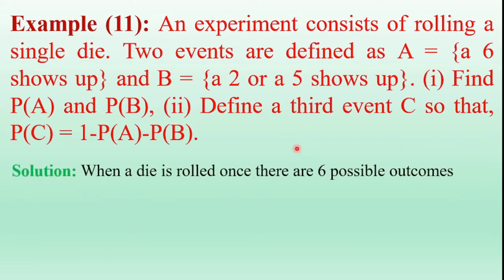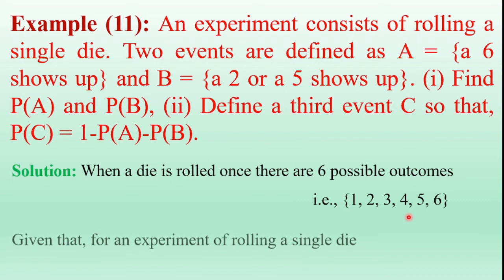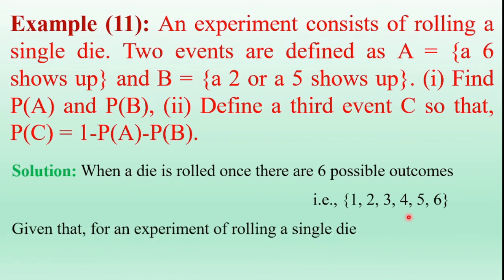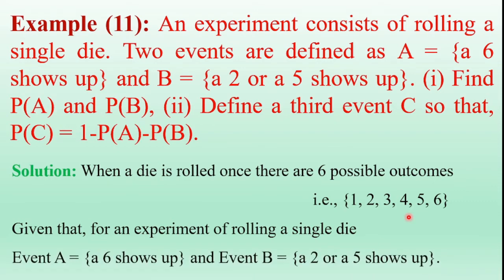From the given data, when a single die is rolled, there are totally 6 possible outcomes. Therefore, the sample space S is equal to {1, 2, 3, 4, 5, 6}. These are the possible outcomes when a single die is rolled. Now from the given data, two events are defined: event A is that a number 6 shows up, and event B is that a number 2 or number 5 shows up.